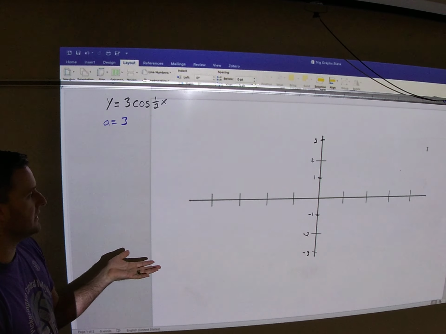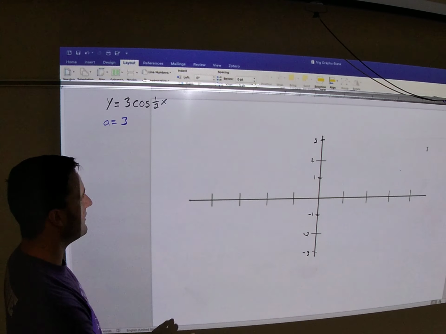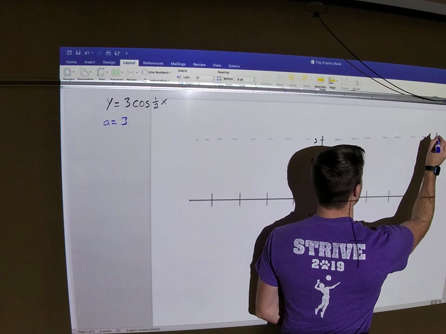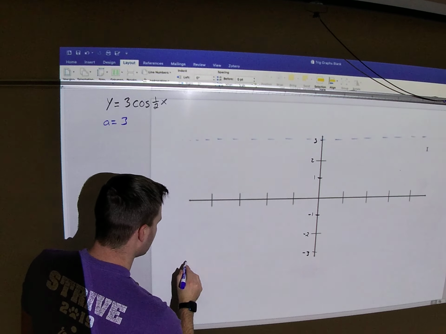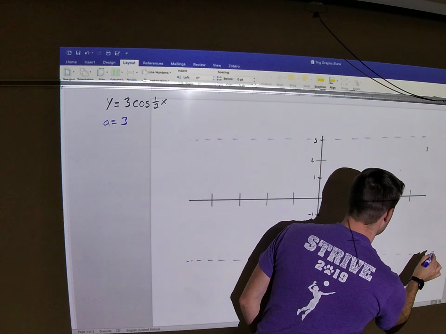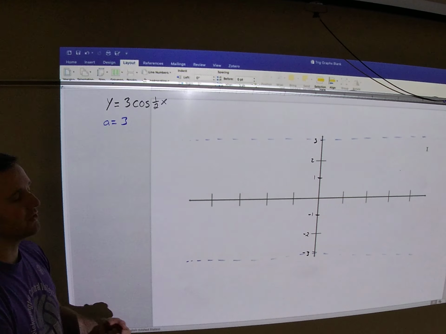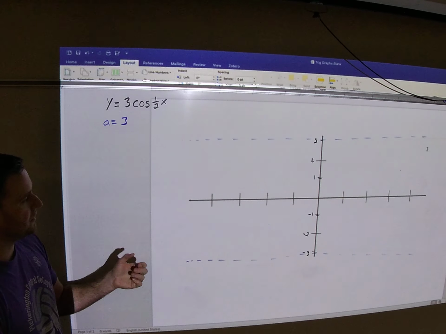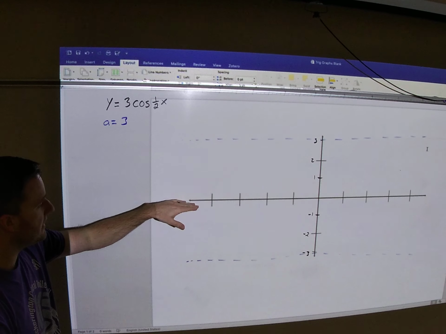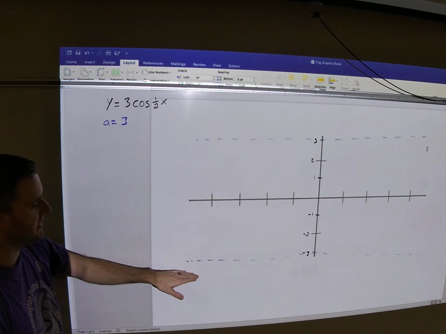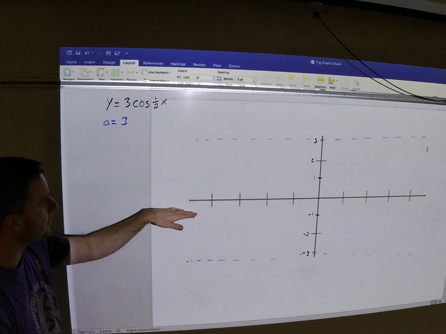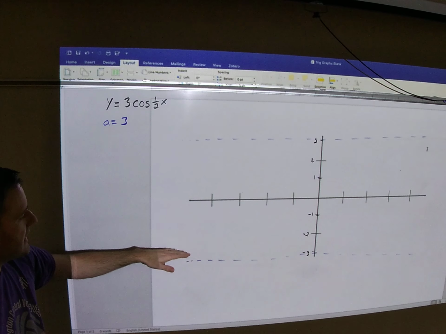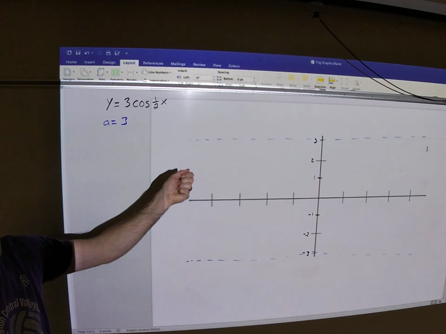Now, I gave the advice that I would put a dotted line here at your maximum and a dotted line here at your minimum. And the reason I would do that is as you go and you plot your points, it makes it a little bit easier that for every tick mark, you're going to either put a point on the midline, the maximum, or the minimum. So if you have a dotted line at all three, in this case it's just the x-axis, but it will move soon, it makes it easier to find where I'm supposed to be plotting a point.